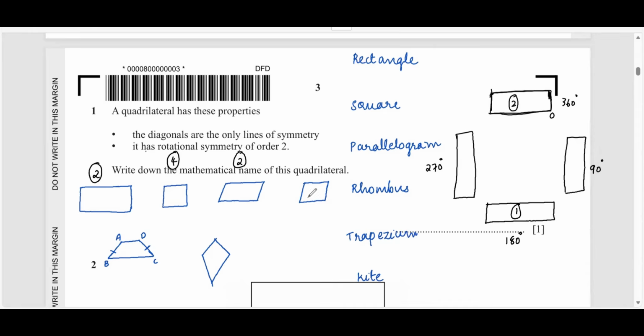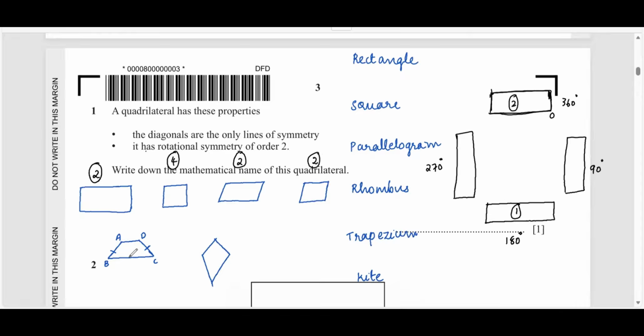A rhombus. Again, same as a parallelogram, as I have mentioned in previous videos as well. A rhombus is a parallelogram with all 4 sides equal. So when we rotate a rhombus to 180 degrees and 360 degrees, we will get the same shape. Therefore, 2 rotational symmetry. Don't think that a rhombus has 4 rotational symmetry. No, we will get the same shape only when we rotate it to 180 and 360. Therefore, a rhombus will have 2 rotational symmetry.